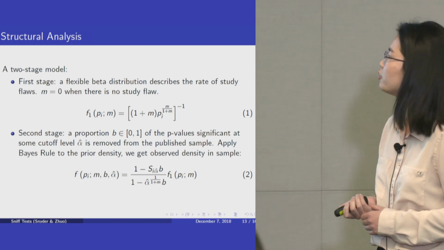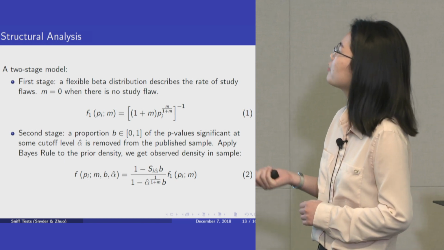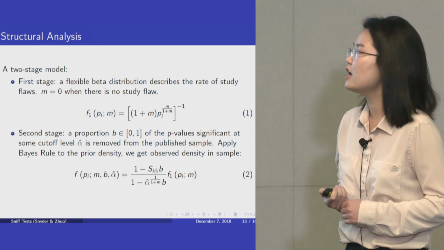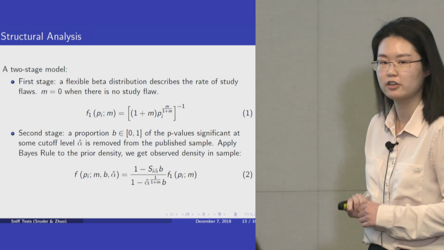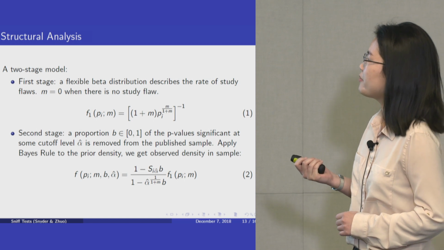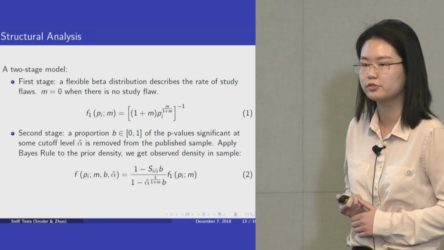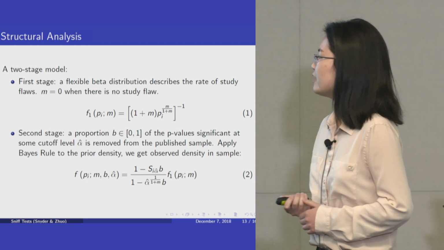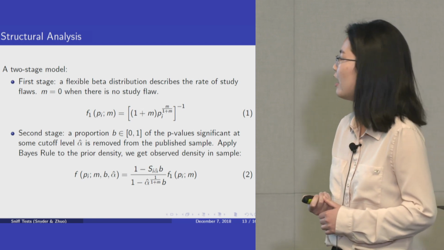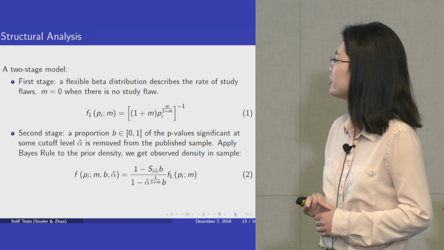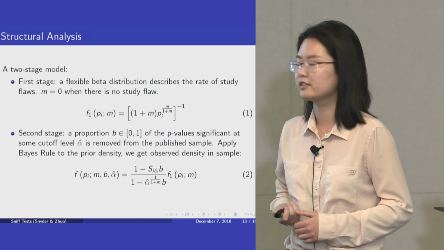We specify a simple two-stage model that captures the characteristics of the kernel density pretty well. In the first stage, we specify a random beta distribution with one single parameter to describe the rate of study flaw. When this parameter m is equal to 0, there is no study flaw, and this prior density reduces to the uniform density. In the second stage, there's a proportion b of significant p-values, and some cutoff level alpha hat is removed from the published sample, and we apply Bayes' rule to the prior density. We get the observed density in the sample.